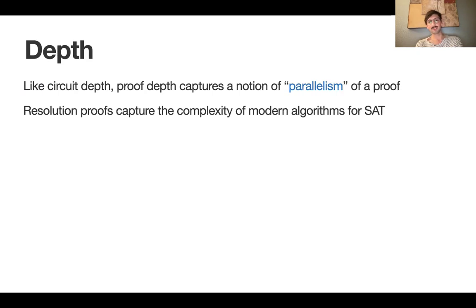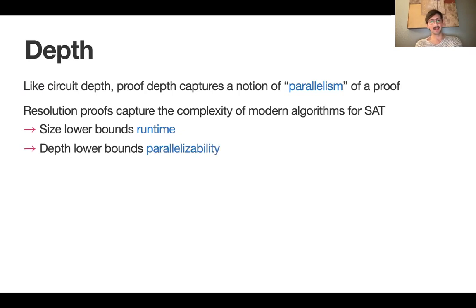So resolution proofs capture the complexity of modern algorithms for SAT. So if we prove lower bounds on the size of resolution proofs, then this implies lower bounds on the runtime of these algorithms. And lower bounds on the depth imply bounds on parallelizability.